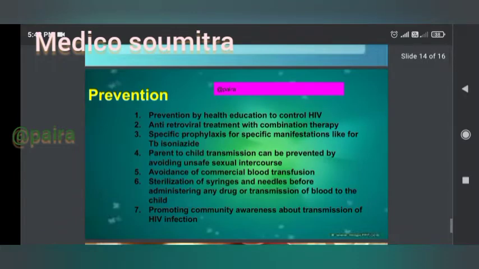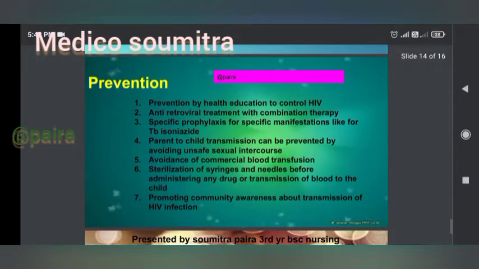Now we'll see the prevention, how we can prevent HIV. Prevention by health education to control HIV, antiretroviral treatment with combination therapy, and specific prophylaxis for specific manifestations, like isoniazid for TB. For treating TB we use isoniazid. Specific management or specific treatment.